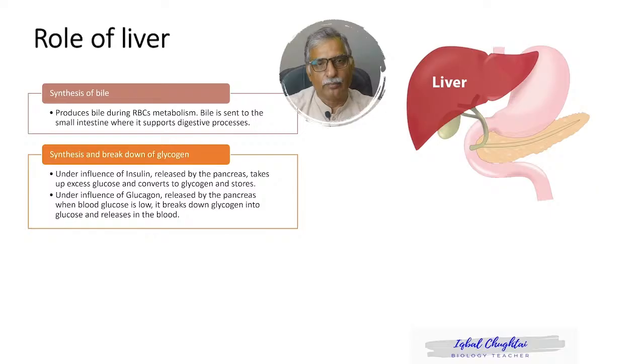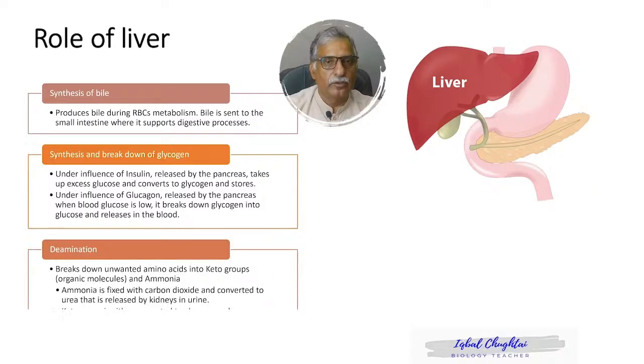At the same time, the liver also oxidizes lactic acid. The lactic acid produced during anaerobic respiration in our muscles is carried to the liver, where liver cells oxidize this lactic acid and reduce the possible toxicity chances.